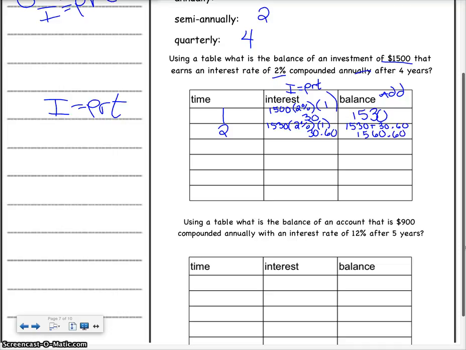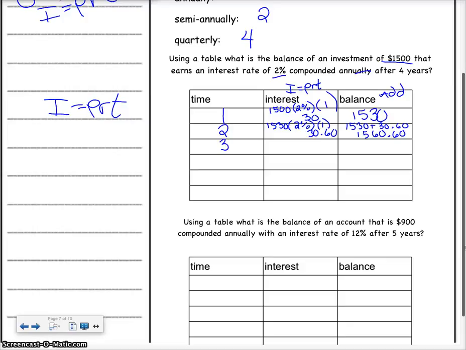Now notice what's going on here. I'm getting interest on the interest. Okay? Before, with simple interest, I didn't get interest on the interest. I only got interest one time. With compounded interest, you get interest every year, or every quarter, or every semi-annual period.